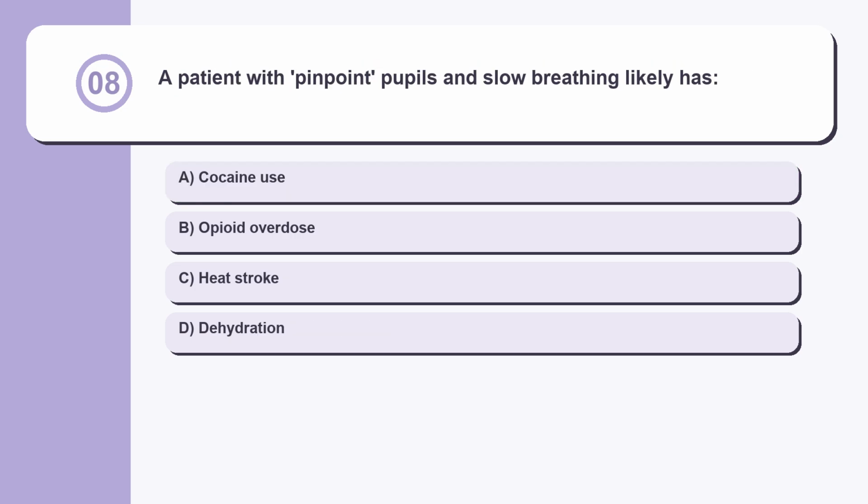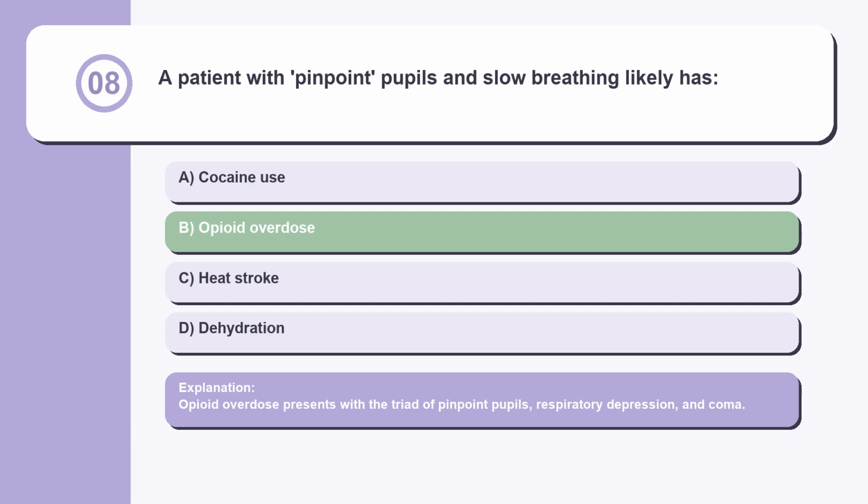Question 8. A patient with pinpoint pupils and slow breathing likely has cocaine use, opioid overdose, heat stroke, dehydration. Opioid overdose presents with the triad of pinpoint pupils, respiratory depression, and coma.